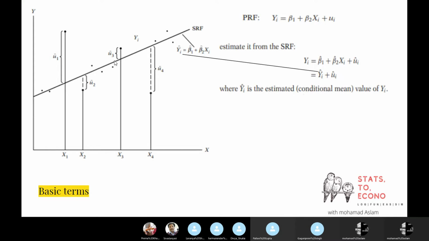Now to get this particular line, we need these two parameters, which means we need some method to estimate these parameters, but in such a manner that this gap between actual y and the estimated regression line, that is our u hat, this gap or error term, we want it to be as minimum as possible.